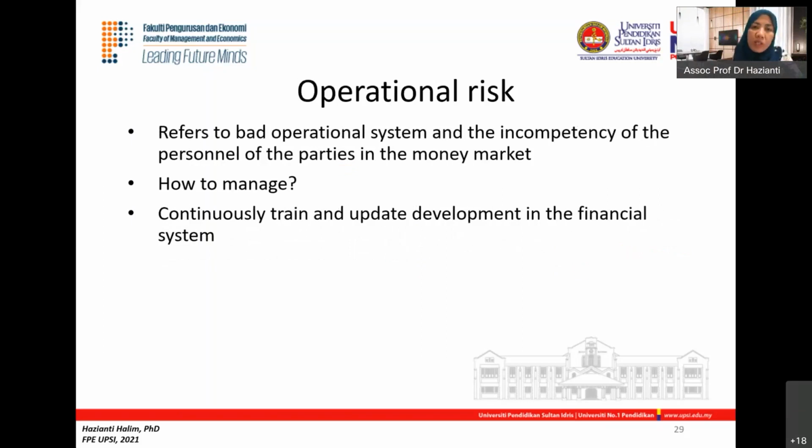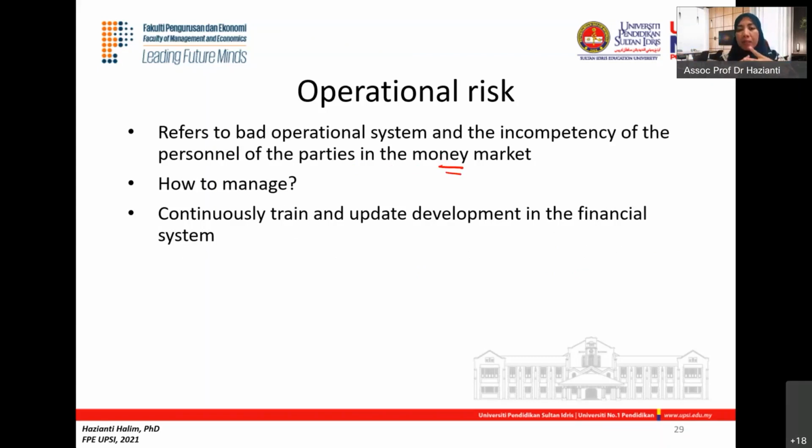And the next one is operational risk. Bad operational system and the incompetency of the personnel of the parties in the money market. Maybe you came across certain banks where we see the bank looks sad. They don't have the technology, they don't have online banking, no mobile banking, no ATM, you have to do everything inside the bank. So it's not high tech. Okay, that is operational risk.